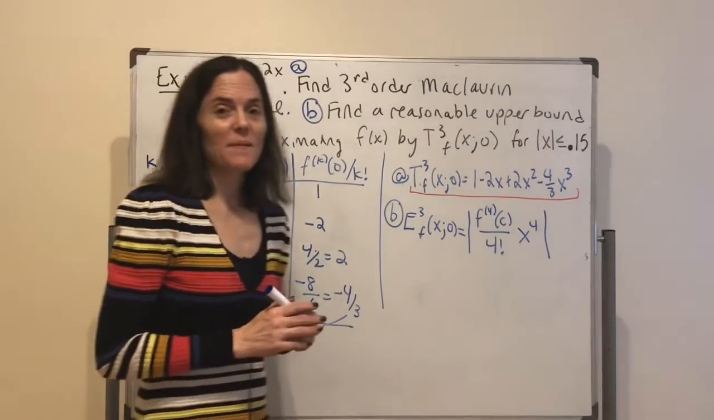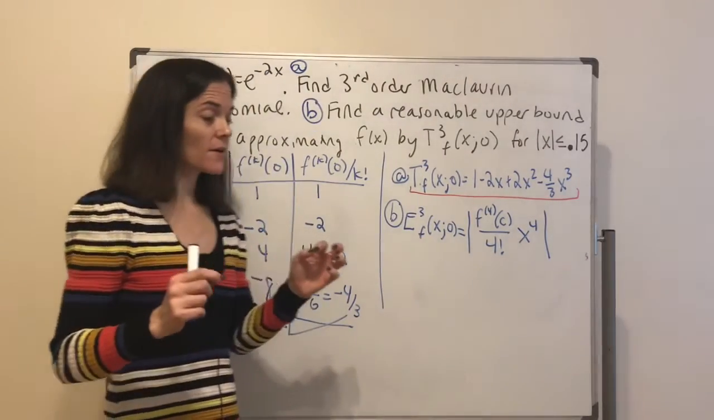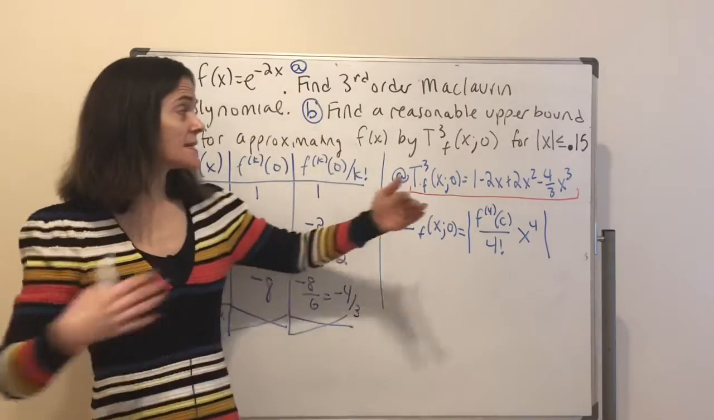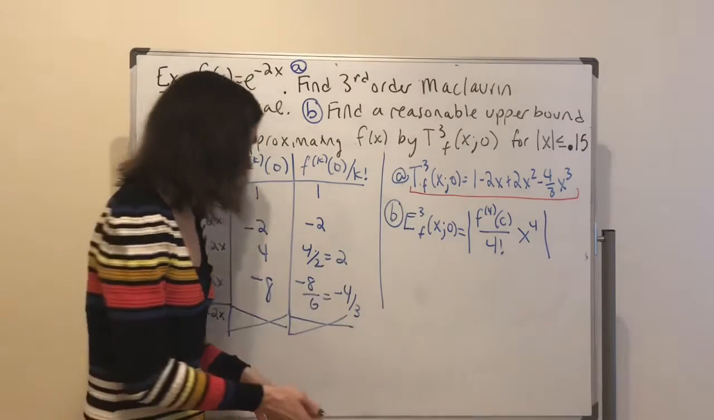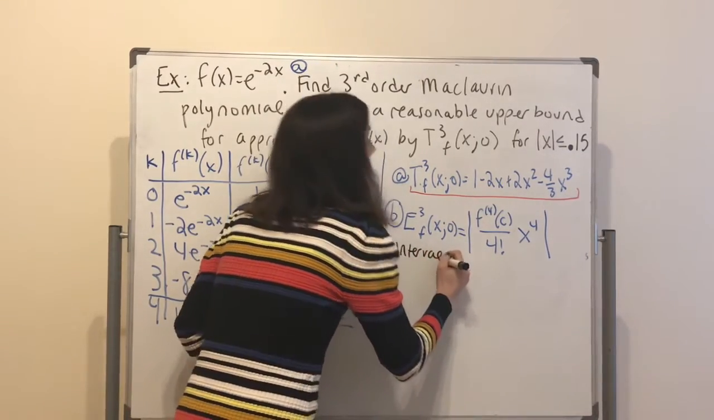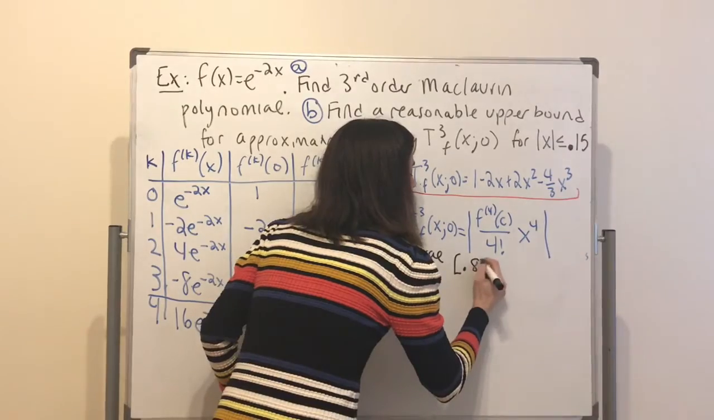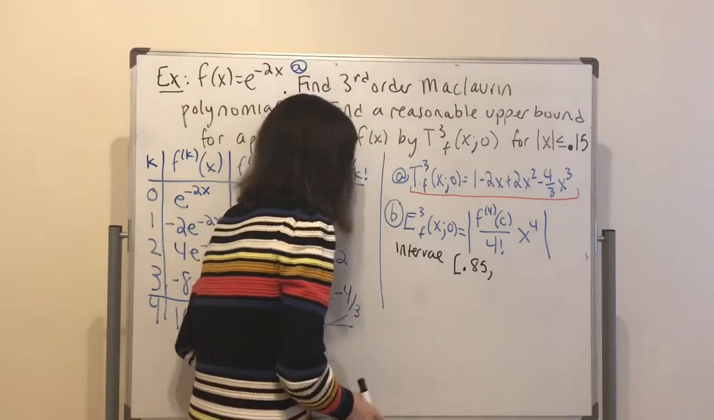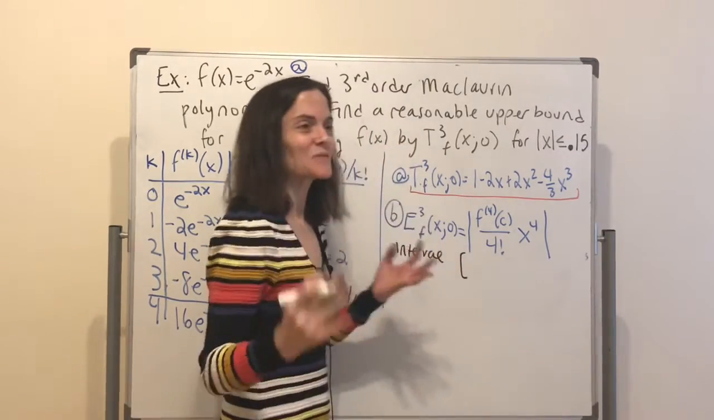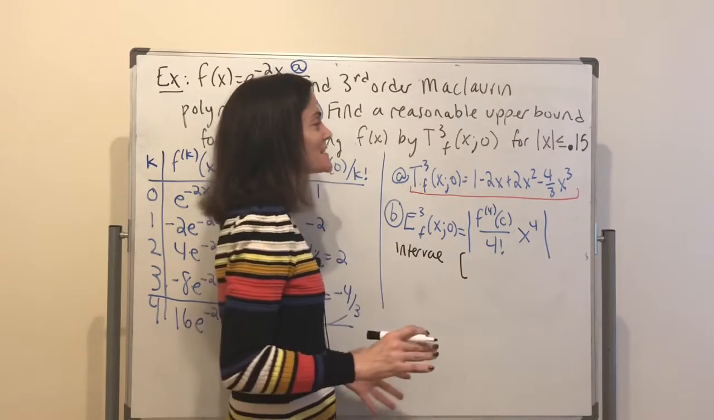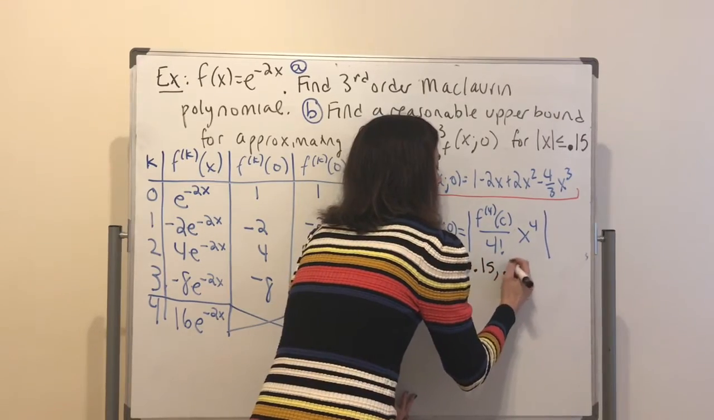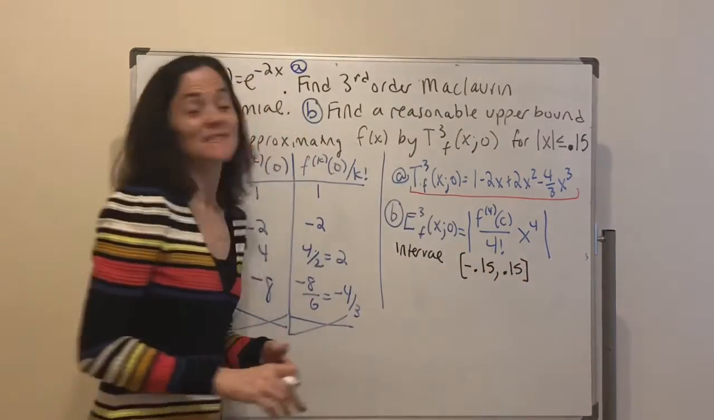Now I need to think about my interval because it's not an error calculation or upper bound for just one approximation. It's anytime absolute value x is less than 0.15. So my interval I will use is, well, it's 0.85. No, I don't know what I was doing. I was thinking x minus 1 and absolute value less than 0.15. It's just absolute value of x. So this goes negative 0.15 to 0.15. Okay, this is my interval.